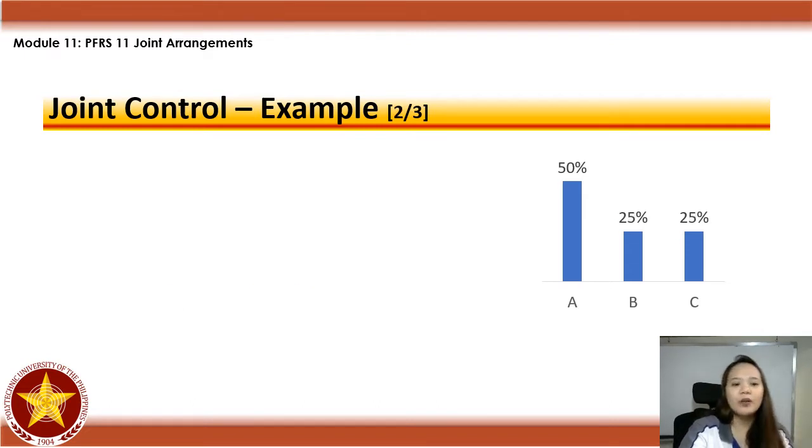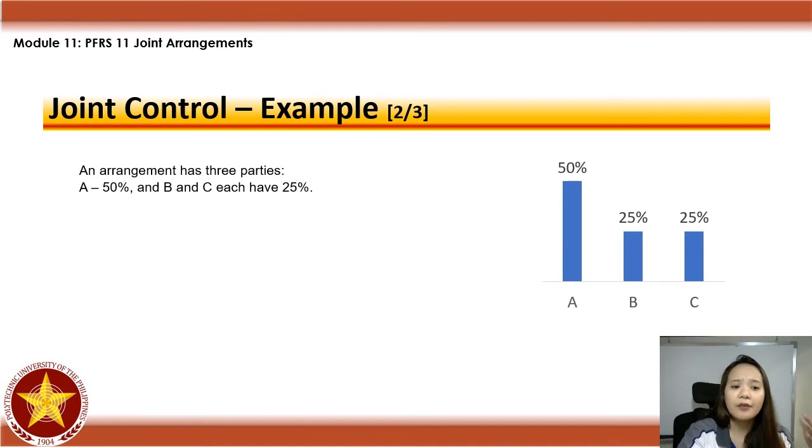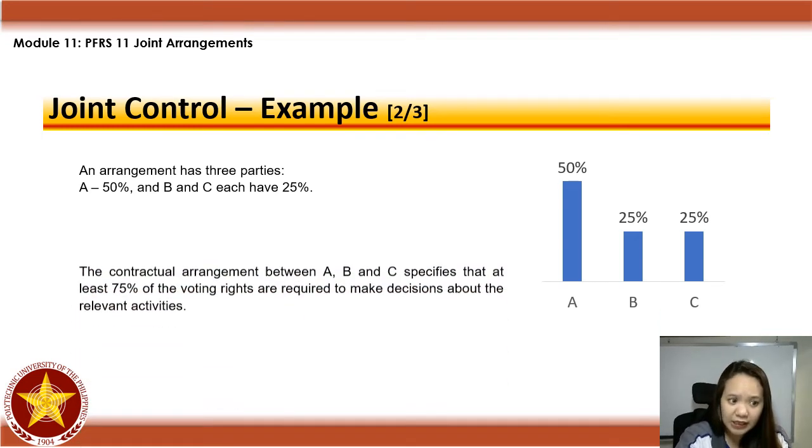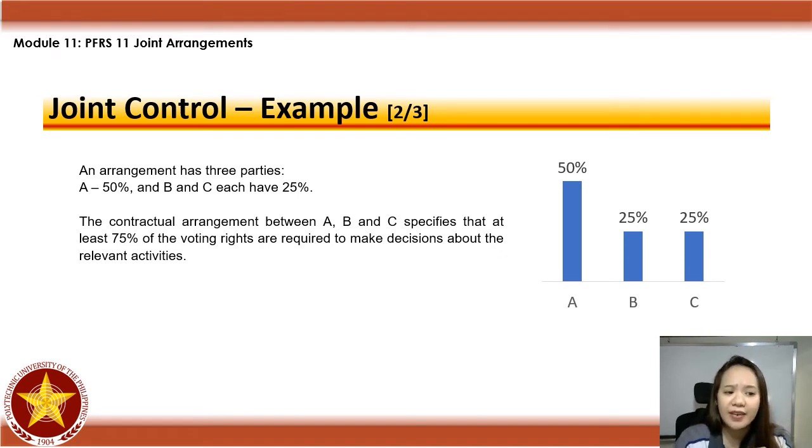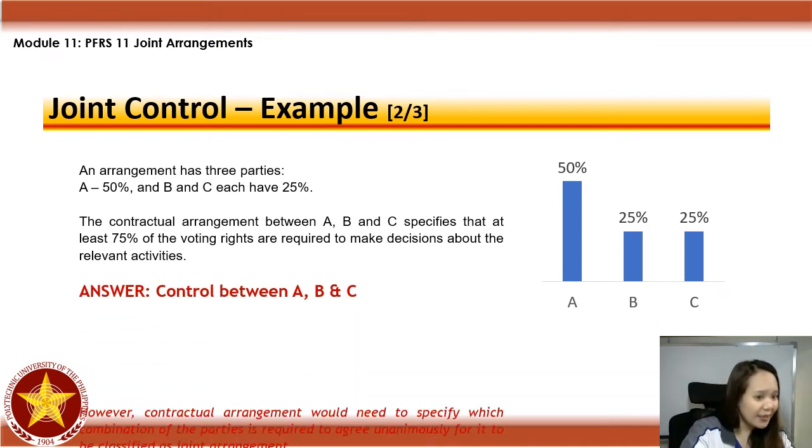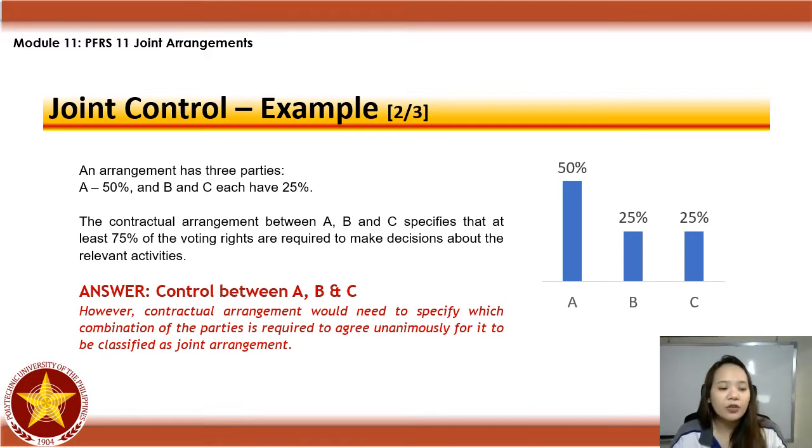Okay. Next example. Ang arrangement ko naman, meron kang 50, 25, 25 between A, B, and C respectively. Now, the contractual arrangement between A, B, and C specifies na ulit 75% dapat. Meron ka bang joint control dito? The answer is pwede, joint control between A, B, and C as long as the contractual arrangement would need to specify which combinations of the parties is required to agree unanimously for it to be classified as joint arrangement. So, magiging joint arrangement siya kung yung kontrata mo, the contract behind this will specify ano ba yung combination na dapat na mag-approve. Is it A and B or A and C? So, pwede siyang maging joint control between either A and B or A and C.